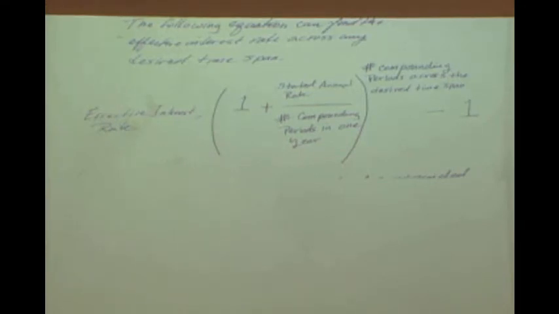And it says that the effective interest rate is equal to 1 plus the stated annual rate, sometimes called the nominal rate, divided by the number of compounding periods in a year. That whole thing taken to a power equal to the number of compounding periods across the time span that we're interested in, across the time between payments, perhaps. We finally subtract 1 to get back to a pure interest rate.